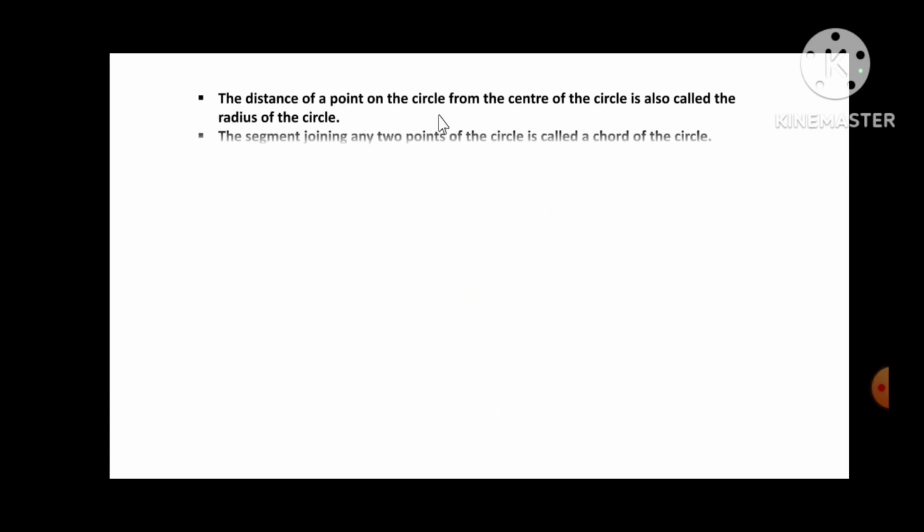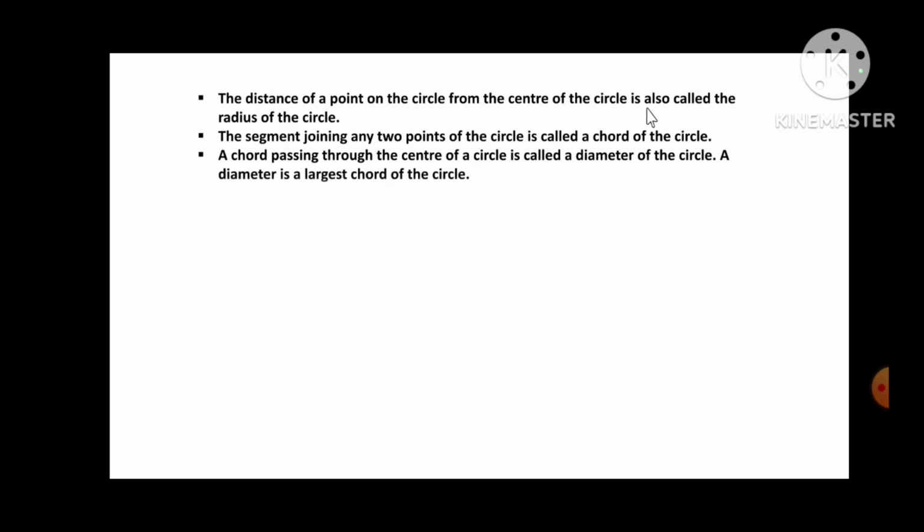The distance of a point on the circle from the center of the circle is also called the radius of the circle. The segment joining any two points of the circle is called a chord of the circle. A chord passing through the center of the circle is called a diameter of the circle, or a diameter is the longest chord of the circle. These things we have already seen.